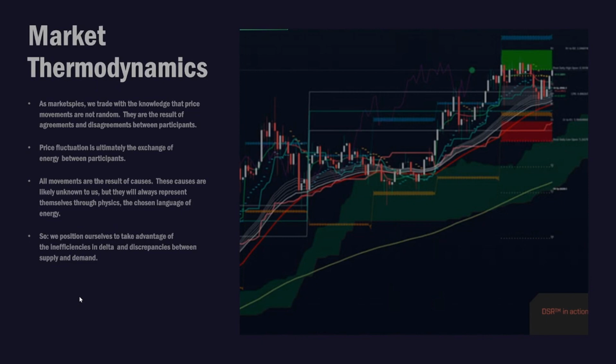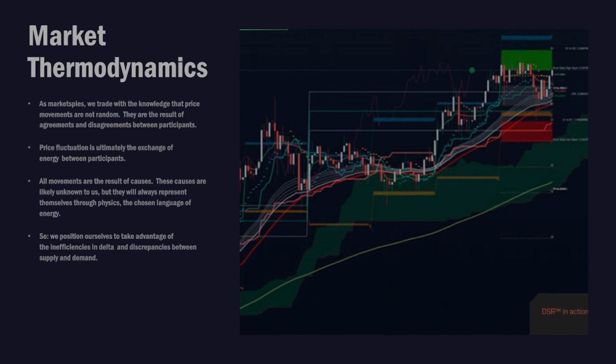So, as market spies, we trade with the knowledge that price movements are not random. They're the result of agreements and disagreements between participants. Price fluctuation is ultimately the exchange of energy between participants. All movements are the result of causes. These causes are likely unknown to us, but they will always represent themselves through physics, the chosen language of energy. So we position ourselves to take advantage of the inefficiencies in delta and discrepancies between supply and demand.